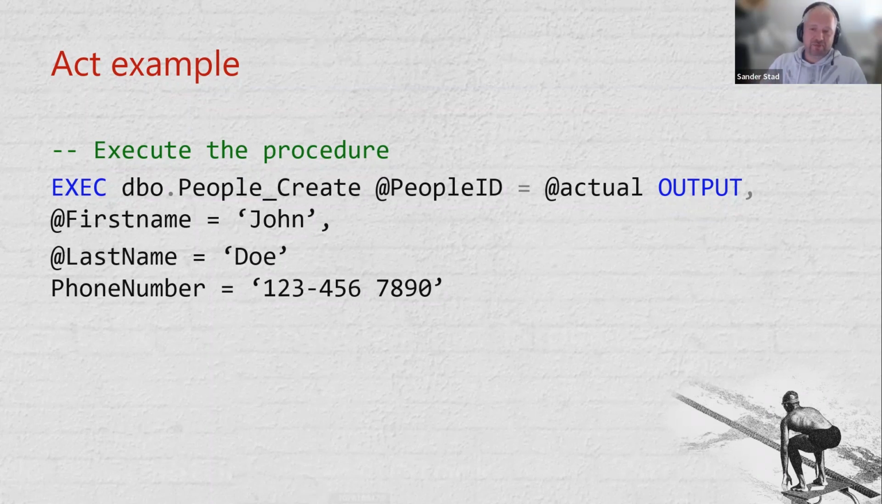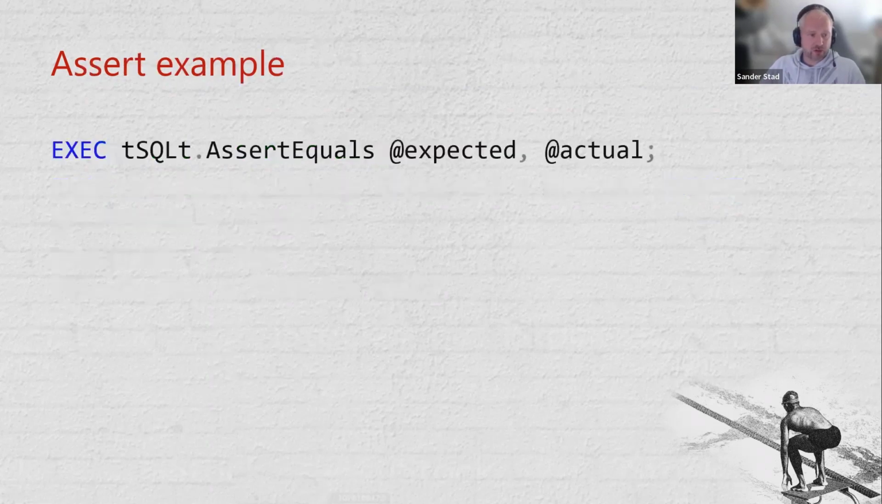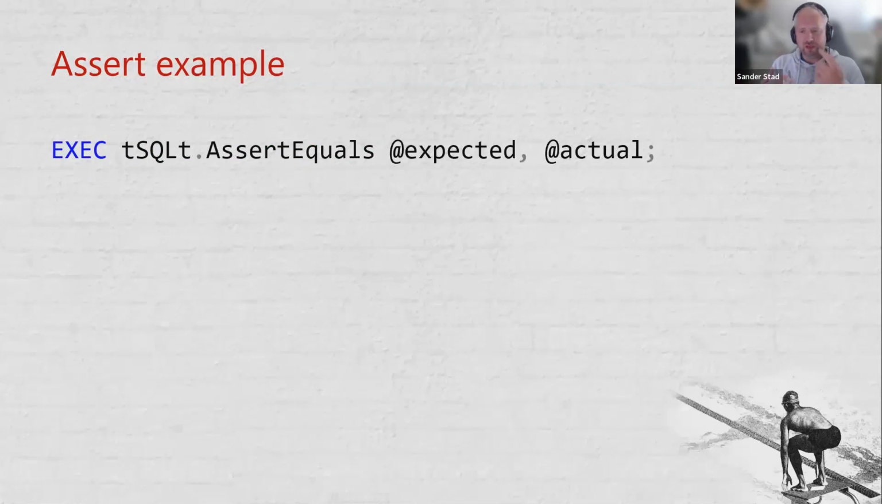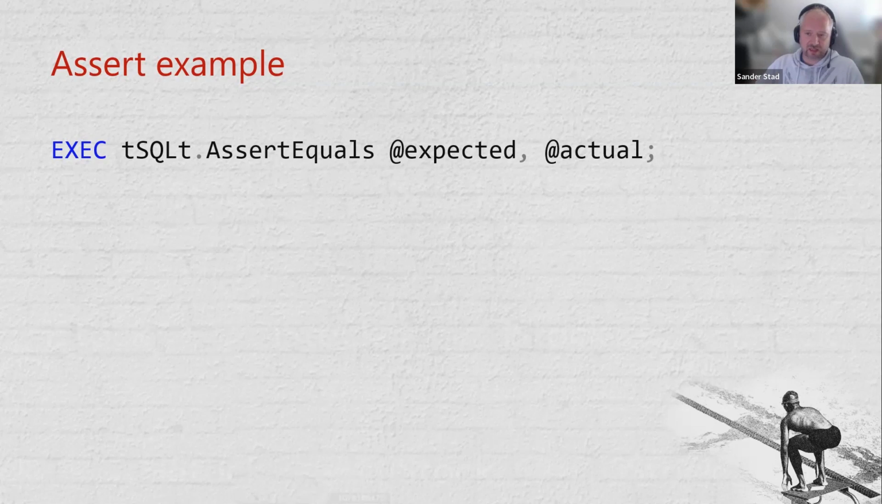But this is how we should execute our code. So this is going to create something new. This could be any kind of piece of code that you want. And then in the next example, we have the assert part, where we check the expected and the actual value. This could be a value, this can be a table, or if an object exists or anything like that. But in this example, it's just checking if these two values are the same or not.